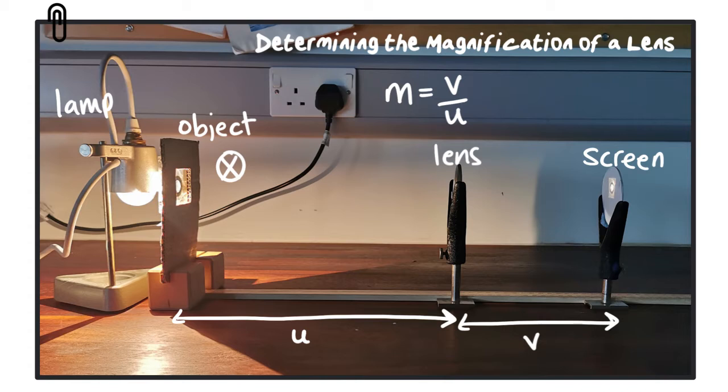There is another way that we could find out the magnification of the lens, and that is by using the relationship between the size of the image and the size of the object. The equation we use for that is M is equal to HI divided by HO, where HI is the height of the image and HO is the height of the object. Remember, our object is here, and if we were to measure the height of that, that's HO, and the image is being formed here on the screen. So we can measure the height of that image.